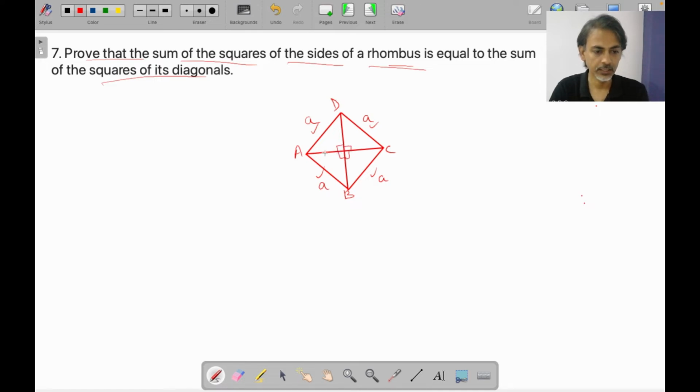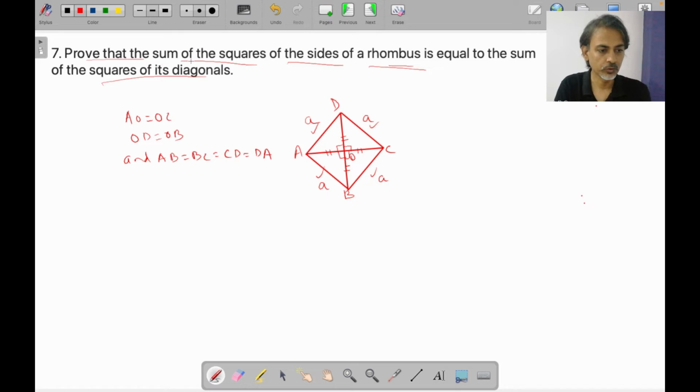And then finally, these two diagonals will be bisecting each other. So if I call this point O, AO will be equal to OC, and OD will be equal to OB. So in this rhombus, what we have got is AO equals OC, OD equals OB, and AB equals BC equals CD equals DA.